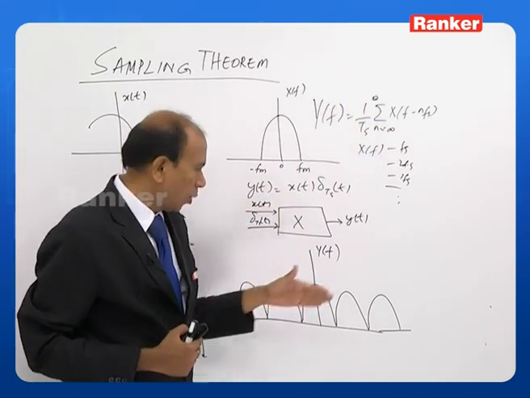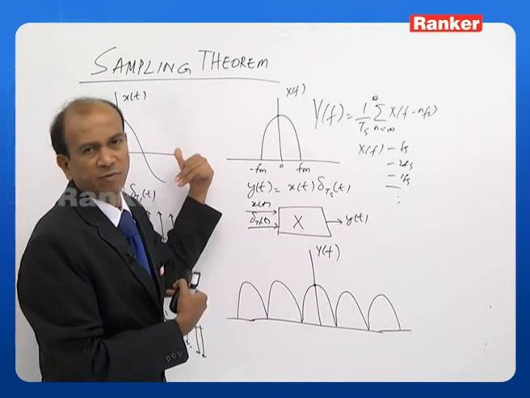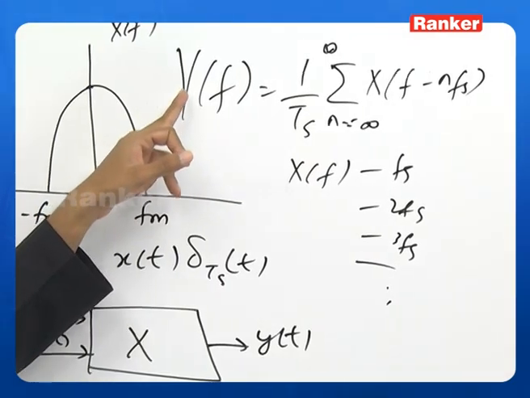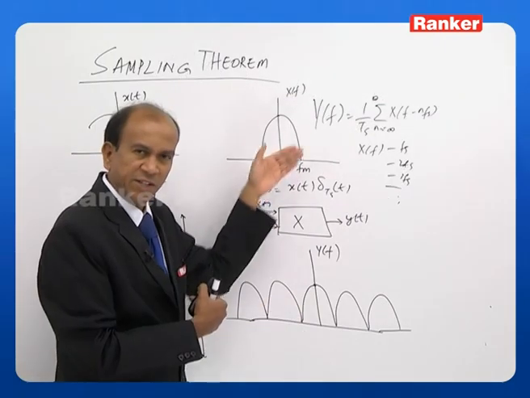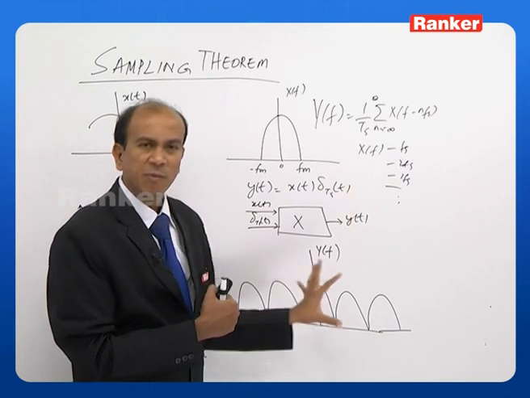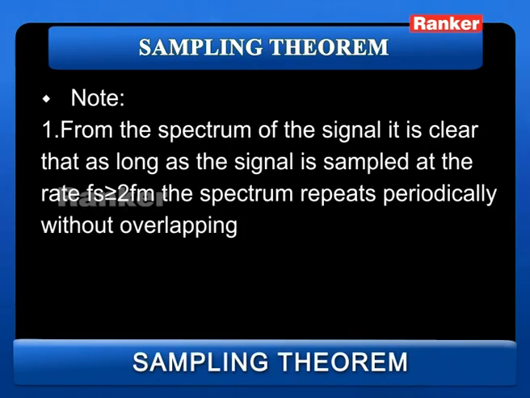Now, once I know y of f, I can actually retrieve back my x of t from this, because y of f is nothing but x of f, isn't it? There is a relationship between y of f and x of f. So, x of t in fact can be recovered from this sampled signal. Let us see some note. From the spectrum of the signal, it is clear that as long as the signal is sampled at the rate fs greater than 2fm, the spectrum repeats periodically without overlapping.